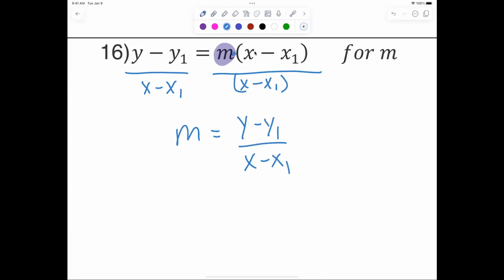Those two things are held together by multiplication. Because we're trying to get to M. It's like this. If I said to you 3x equals 9, how do I solve that? Divide, because I'm trying to get to the x. I'm trying to get to the m. The m and the x minus x1 are held together by multiplication. You with me on that? All right.